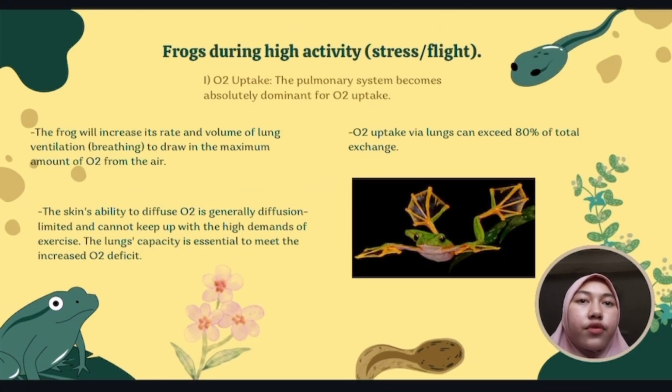And what happens to frogs during high activity, which is stress or flight? Firstly, for O2 uptake, the pulmonary system becomes absolutely dominant. The frog will increase its rate and volume of lung ventilation to draw in the maximum amount of O2 from the air. The skin's ability to diffuse O2 is diffusion limited and cannot keep up with the high demand of exercise. The lung capacity is essential to meet the increased O2 deficit. O2 uptake via lungs can exceed 18% of total exchange.